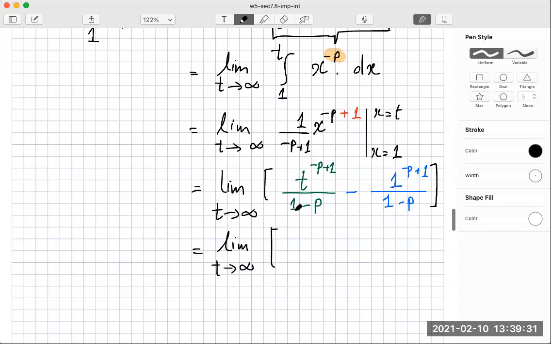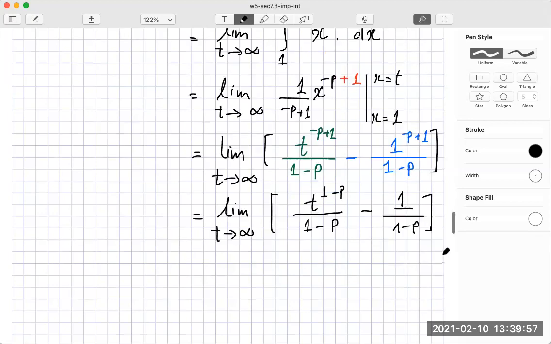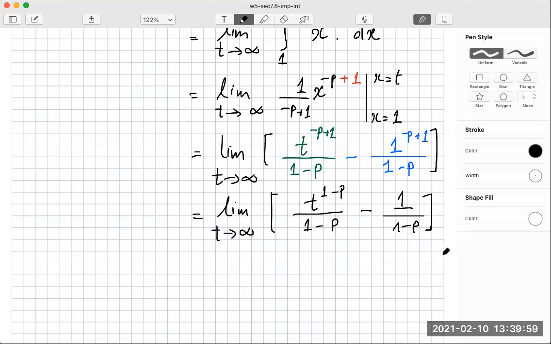The first one is t to the 1 minus p here. We can write it this way, right? The denominator is 1 minus p. And what is it here, the second term? Yes. 1 to the anything will be 1. So therefore it is 1 over 1 minus p. Okay? Very good. Now, the things inside here is very tricky.